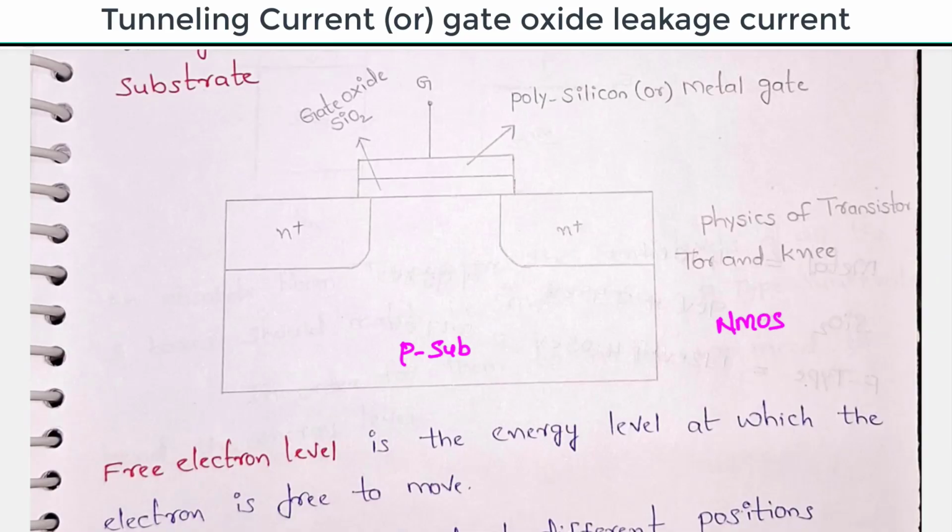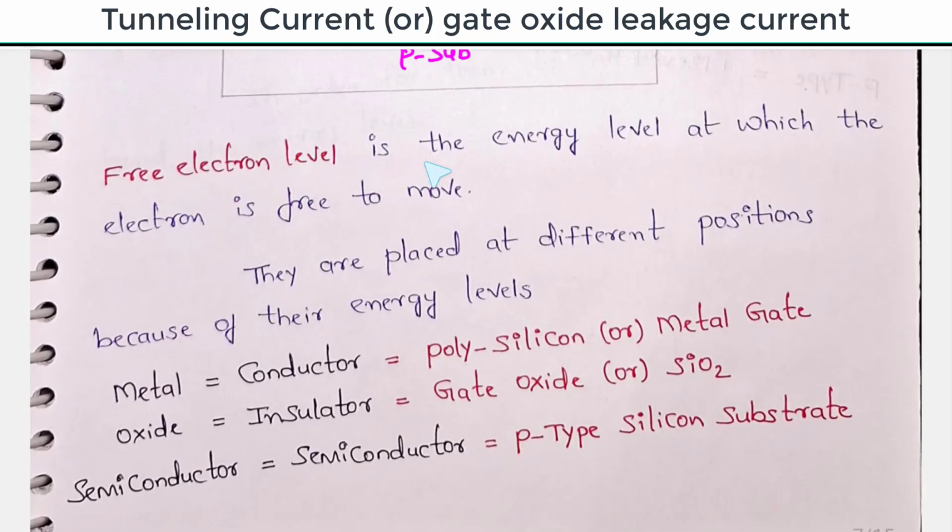So here this is a current because of tunneling from gate into the substrate through oxide SiO2. Free electron levels is the energy level at which electron is free to move. They are placed at different positions because of their energy level. Generally metal is nothing but a conductor. Here I am using polysilicon, or else it can be metal, or aluminium also.